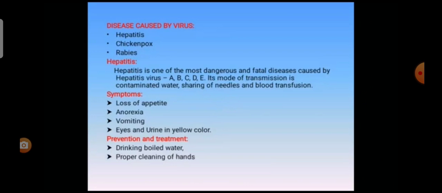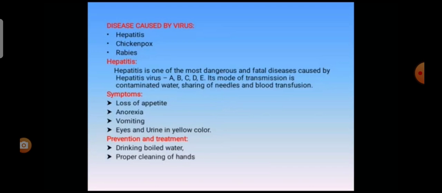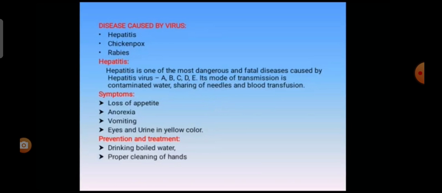Hepatitis is one of the most dangerous and fatal diseases caused by hepatitis virus A, B, C, D, and E. Its mode of transmission is contaminated water, sharing of needles, and blood transfusion. Symptoms for hepatitis are loss of appetite, anorexia, vomiting, eyes and urine in yellow color. Prevention and treatment for hepatitis. Drinking boiled water, proper cleaning of hands.